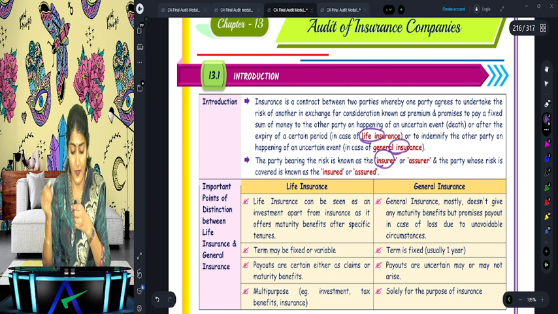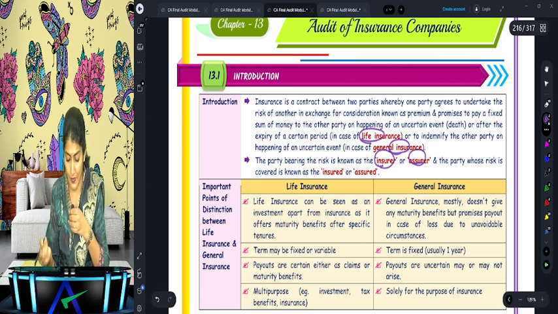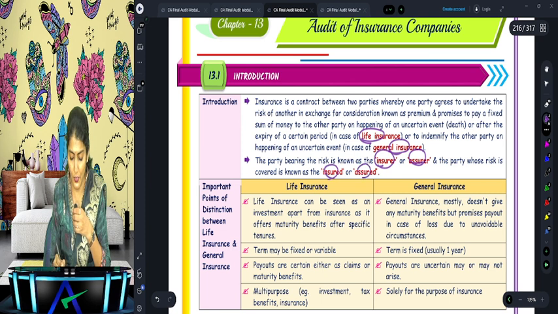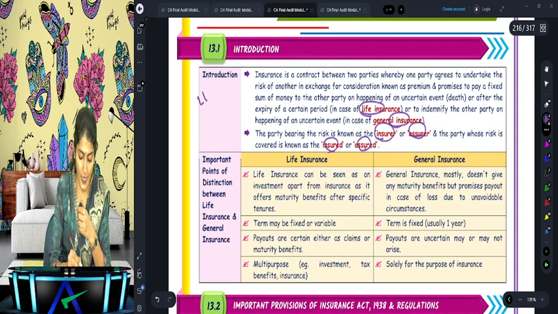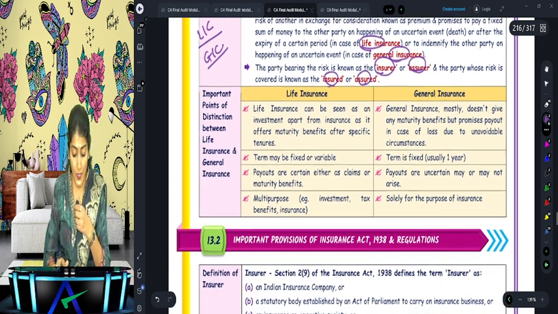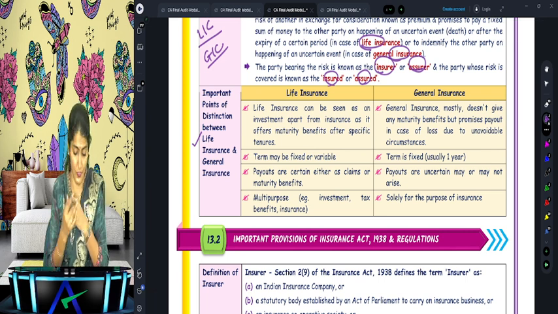And what does it say? The party which is bearing the risk is called the insurer or the assurer, and the other party is called the insured or the assured, right? The insured or the assured. Okay, so you have the life insurance and you have the general insurance. Then what are the important points of distinction between the life insurance and the general insurance, right?